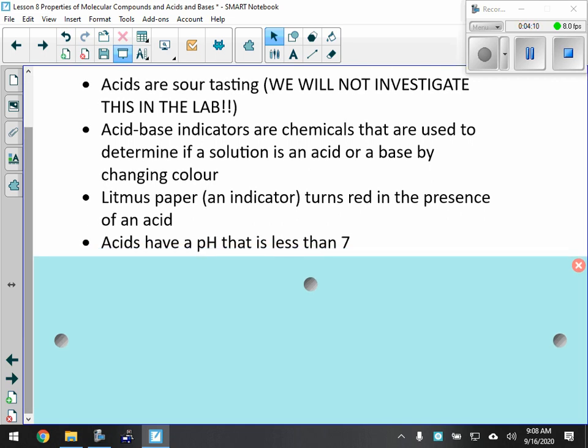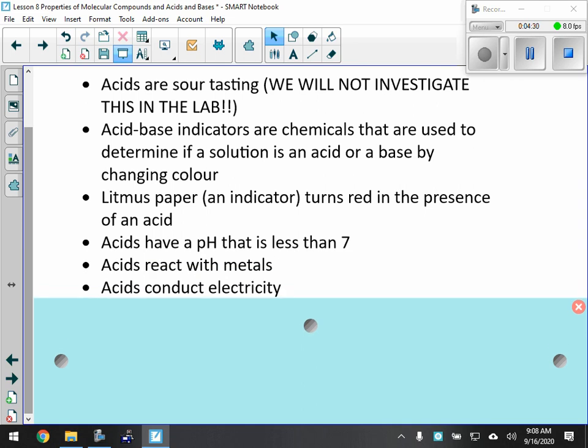Acids have a pH that's less than 7. It could be anything less than 7. So 6.9, for example, is less than 7. That'd be slightly acidic. And all the way down to 0, and it actually goes past 0 as well. So 6, 5, 4, 3, 2, 1, and anywhere in between. And it goes down to 0, -1, -2, -3, I'm sure as well. Like I said, acids react with metals.